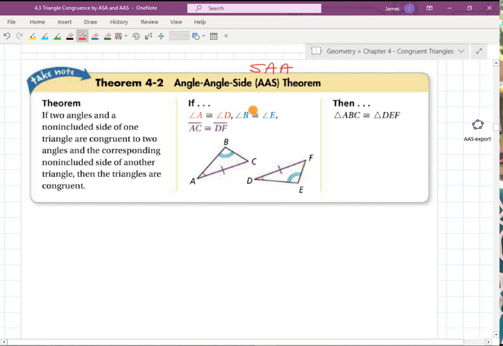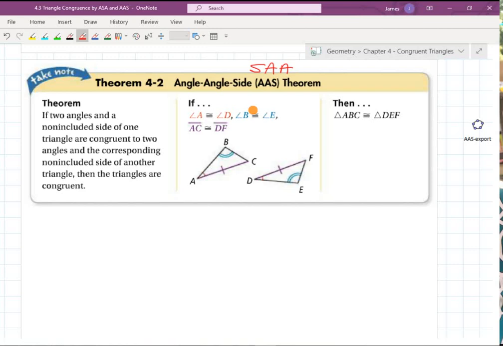I don't know how many textbooks, but I've never seen a textbook write side, angle. So there's nothing wrong with it. It just tells me that the side is not between the two angles. And now the reason this is a theorem is because of what we know about triangles.